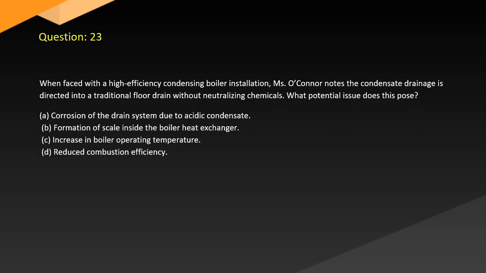Question 23. When faced with a high-efficiency condensing boiler installation, O'Connor notes the condensate drainage is directed into a traditional floor drain without neutralizing chemicals. What potential issue does this pose? A. Corrosion of the drain system due to acidic condensate. B. Formation of scale inside the boiler heat exchanger. C. Increase in boiler operating temperature. D. Reduced combustion efficiency.